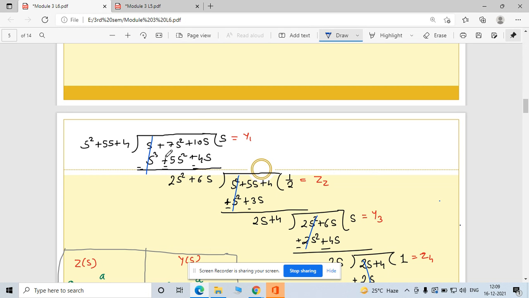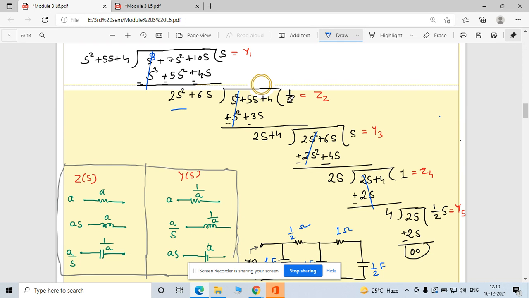When I divide this, to get this s cube here, you have to multiply the s factor with this whole equation. So you will get s cube, and this term will cancel out. When I solve this, you will get the remainder, and this is your first quotient, this is the second quotient. Then you have to proceed accordingly, until at the end you get a zero term here.